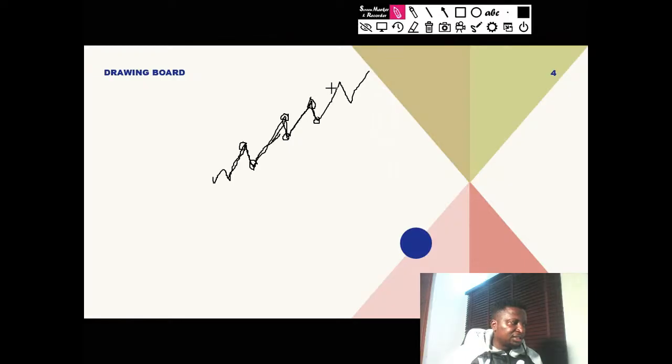The same here. This is where it changed direction. This is where it changed direction. This is where it changed direction. So I call these points of change of direction reversal points. They are reversal points. So whenever I mention reversal point, you should be able to understand what I am talking about.